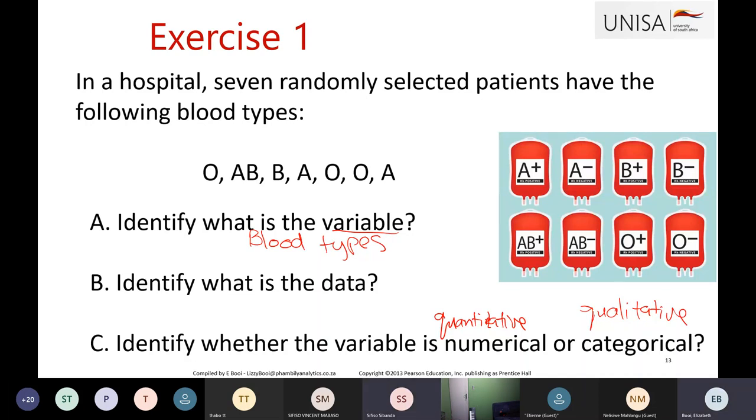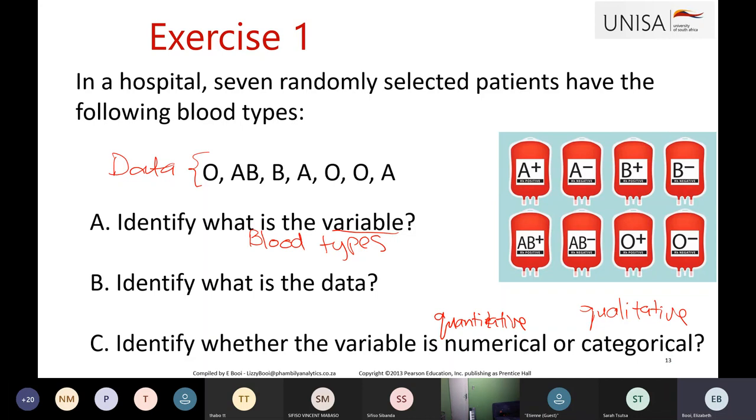Nope. Which one is the data? Remember, data is the values associated with the blood types. So which ones are the values? Your data is the blood types, the different blood types. So the O, the AB, the B, the A, and so on. These are your data.